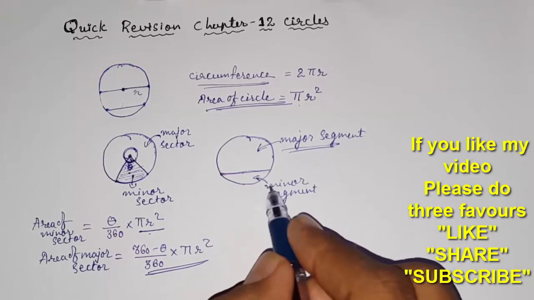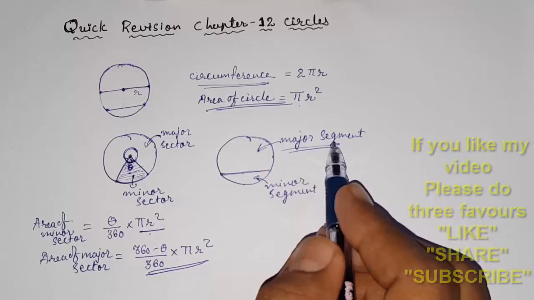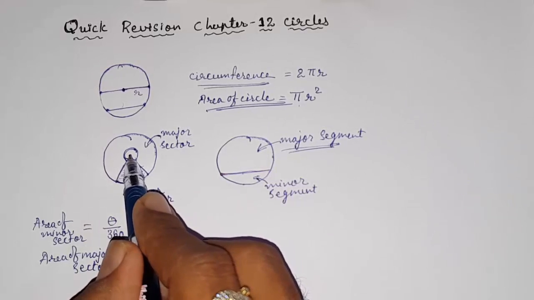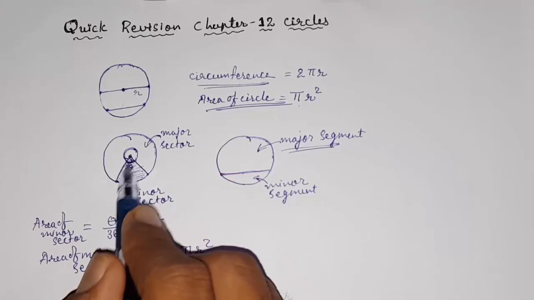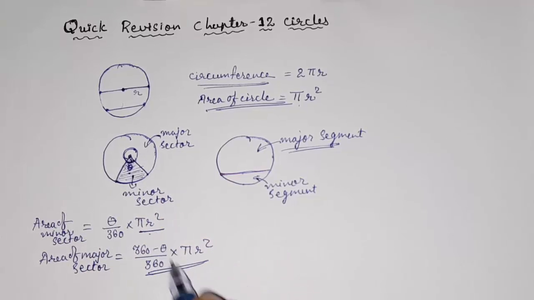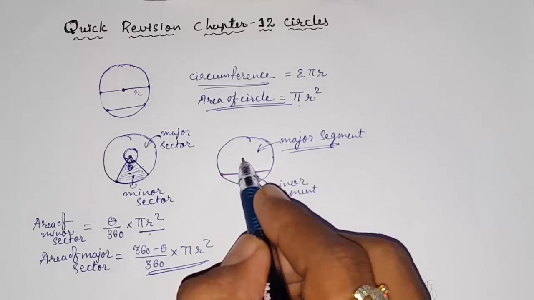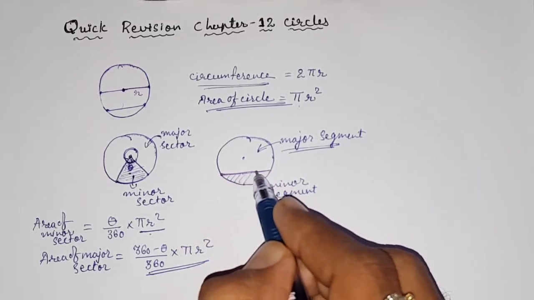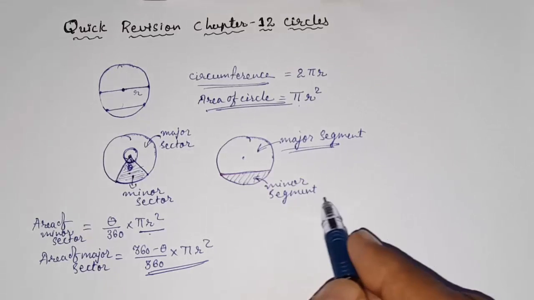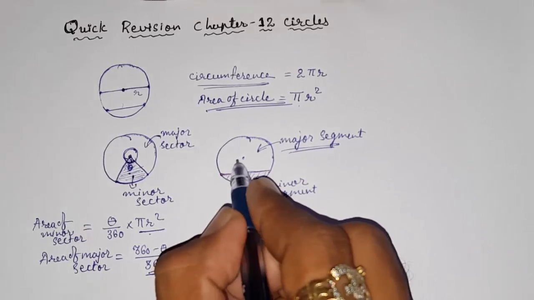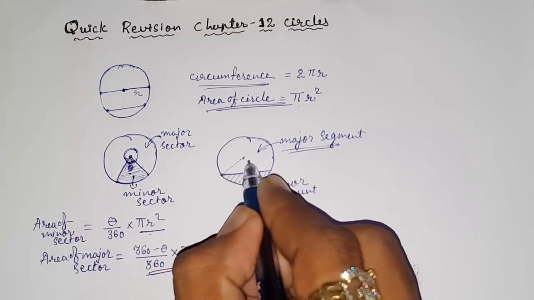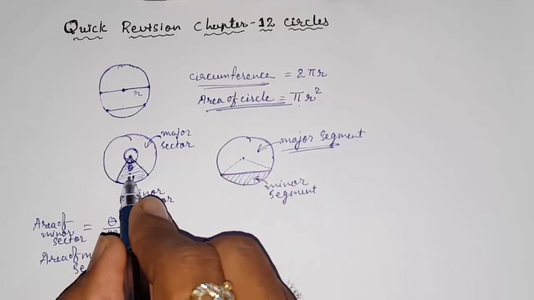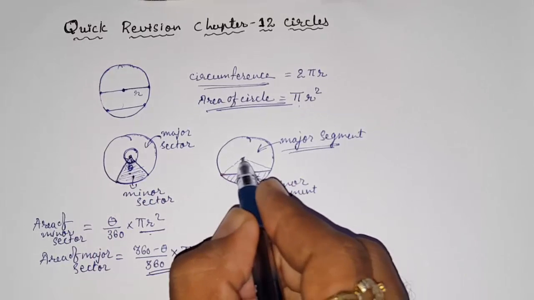Now let's find the area of the minor segment and major segment. Here these parts were directly related to the radius, so we were finding these things very easily. But here it is not related to the radius, so we cannot directly find the area of this minor segment. So what do we have to do? We have to join this. If we join this, the whole part becomes a sector like this.